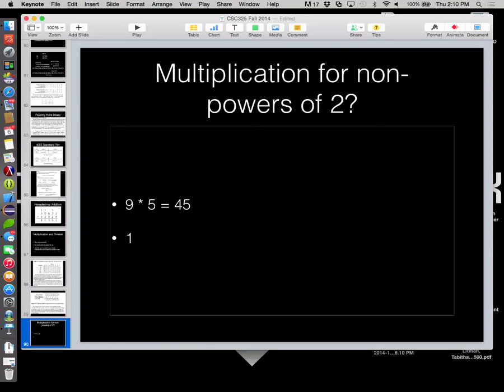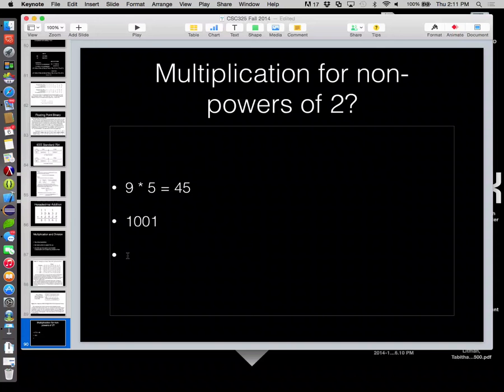So 9 is 1, 0, 0, 1. 1s, 2s, 4s, 8s. So there we go. That's the number 9. How do we write the number 45? The number 45 is 0101? No, 45.